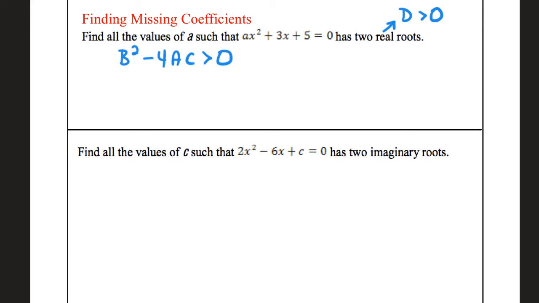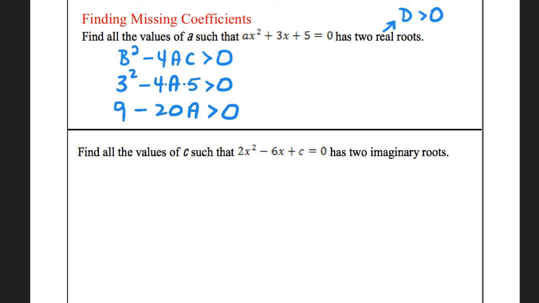Now let's plug in what we do know. I do know that B is equal to 3. I don't know A, so I'm going to leave A as A. And I do know C is 5. I'm going to do some math here. I can square this. I can multiply the 4 and 5 together to get 20. And now you start to see something develop. So now I have an inequality that I can solve.